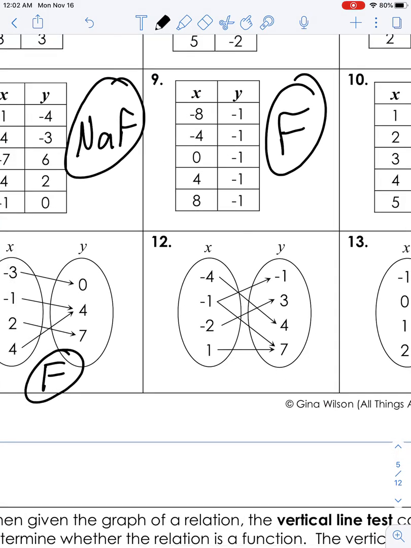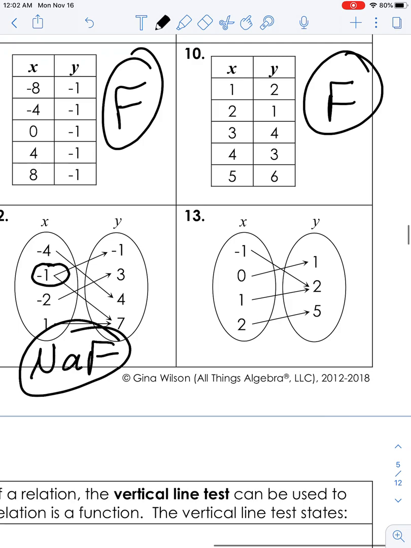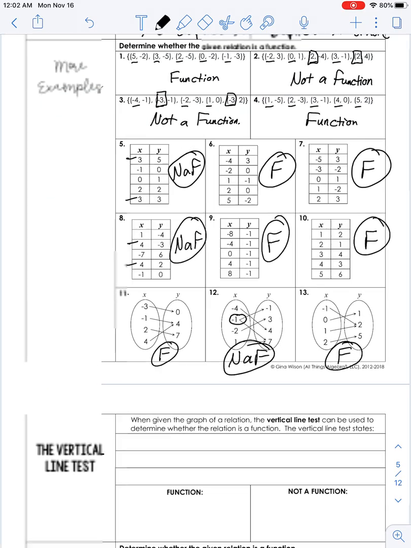Whereas number 12, you can see that right here, you have 2 arrows going out from the -1. That means that you have 2 -1's. That would be not a function. You cannot have duplicate x's. And then if you look at 13, you see that there's 1 arrow going out from each of the x's. That would be a function.